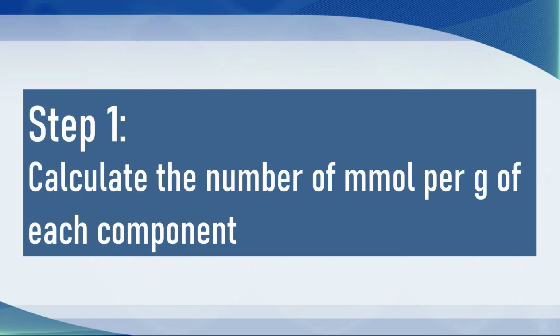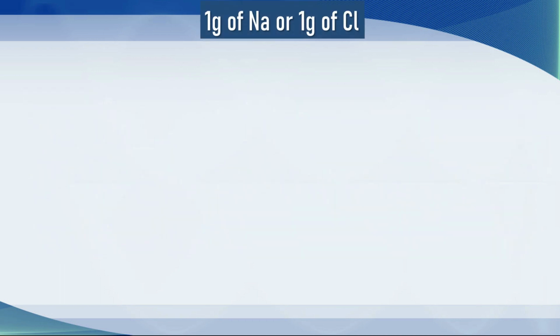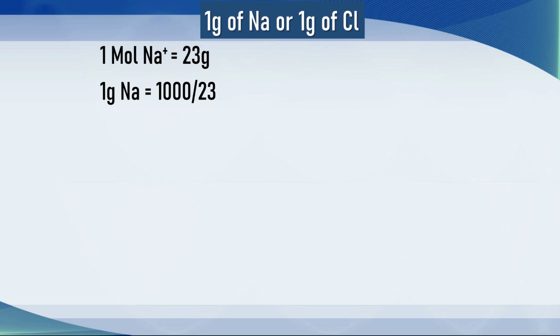To figure out the molar content of a salt solution, you need to follow a number of simple steps. The first step is to calculate the number of millimoles per gram of each component. The atomic mass of sodium is 23, and 1 mole of sodium is approximately 23 grams. 1 gram of sodium is 1000 divided by 23, which works out at 42.5 millimoles per gram.